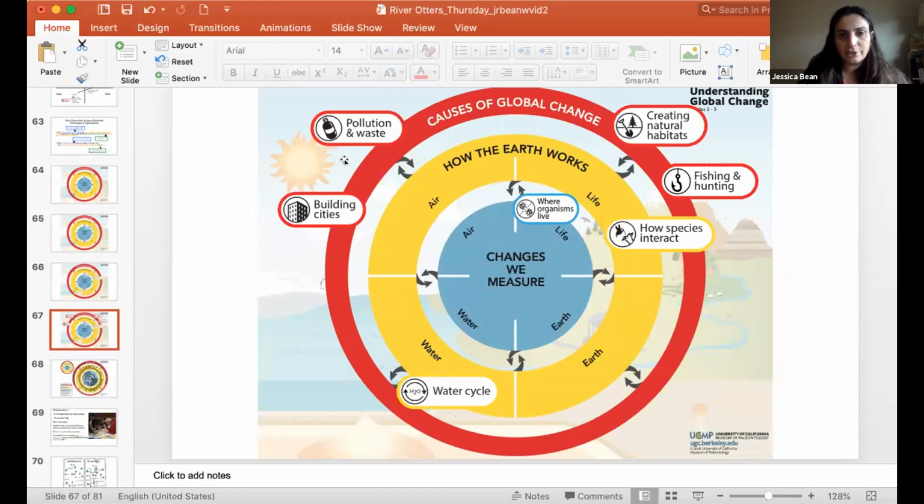And then finally, we can turn to major causes of change. These were some of the ones that I put on your Jamboards for this last activity, things like pollution, building cities, destroying natural habitats, fishing and hunting. These are things that change the way the world is, and then there are things we can measure to know that those changes have happened.